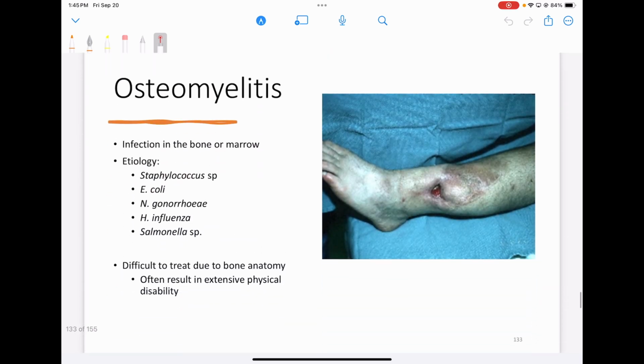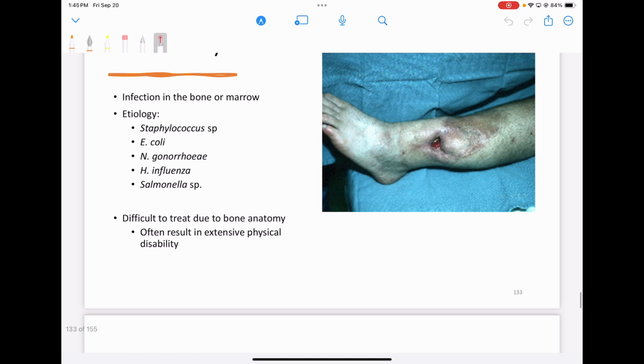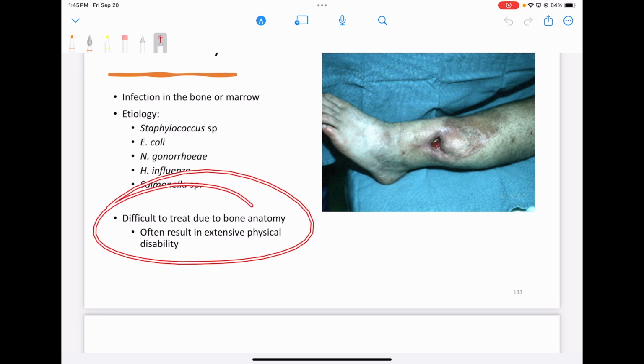Osteomyelitis is an infection of the bone or the bone marrow. It's an infection, so we have some underlying etiologies. Staph is one of the big ones, E. coli, gonorrhea, influenza, and so forth. Difficult to treat due to bone anatomy. We have to try and get those antibiotics there. It's tough.